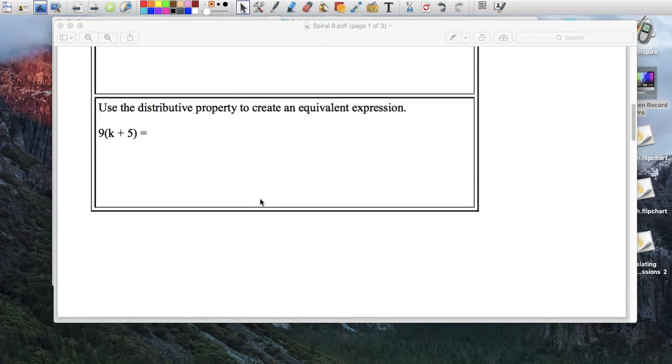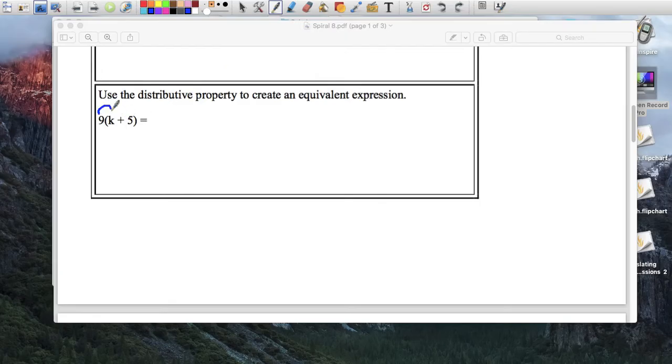Use the distributive property. Okay, so this one is not that. So it's just a simple distributive property. 9 times k is 9k, plus 9 times 5 is 45. Remember, the distributive property multiplies the factor outside by every term inside, the k and the 5.